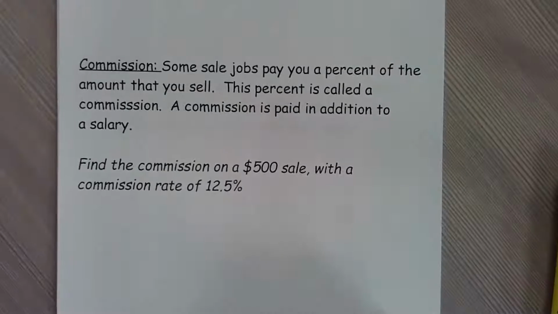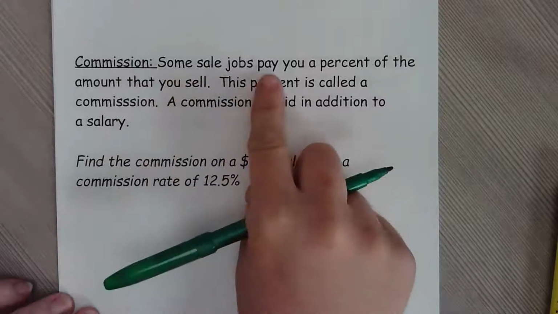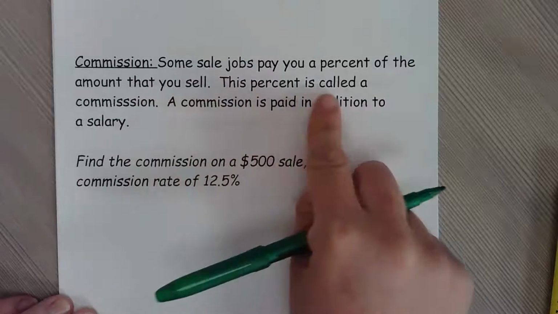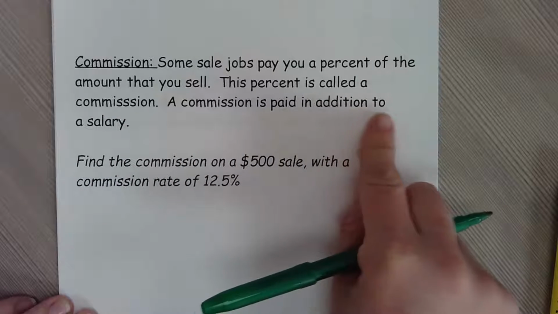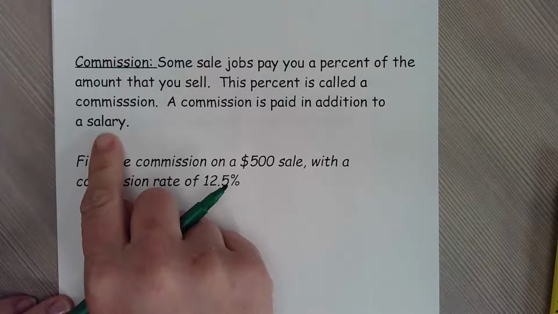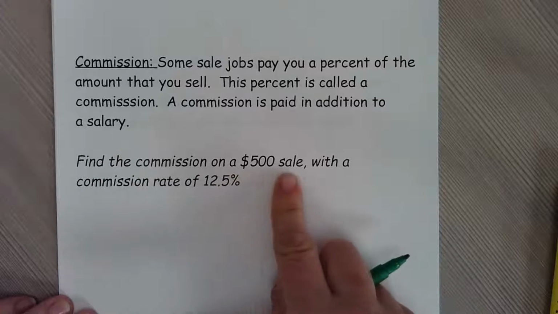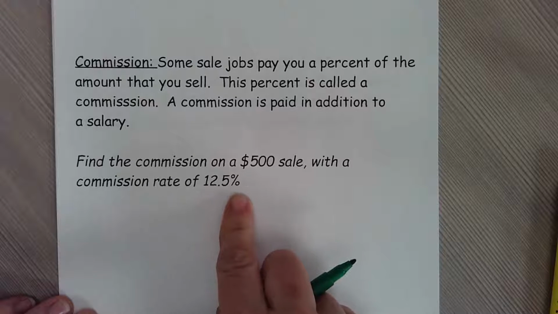All right, so now we're ready to start talking about commission. So commission, some sales jobs pay you a percent of the amount that you sell. This percent is called a commission. A commission is paid in addition to a salary. This is our first example. Find the commission on a $500 sale with a commission rate of 12.5%.